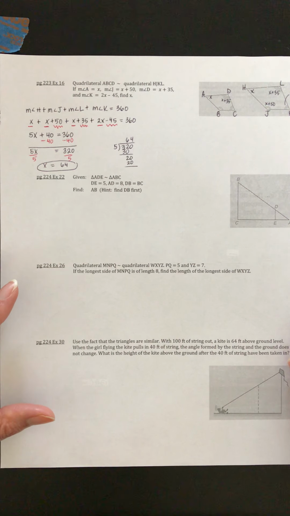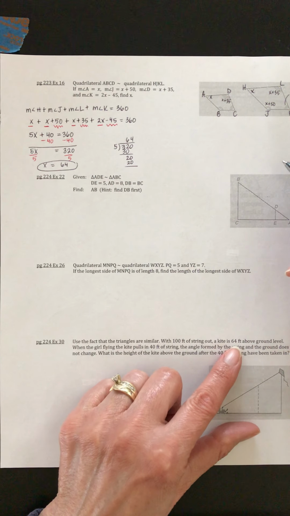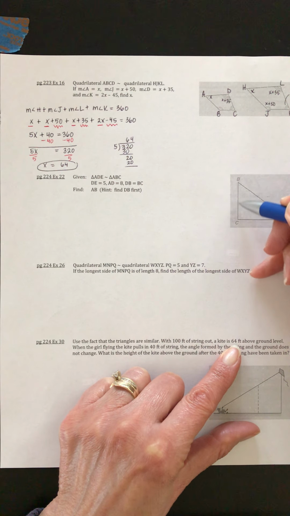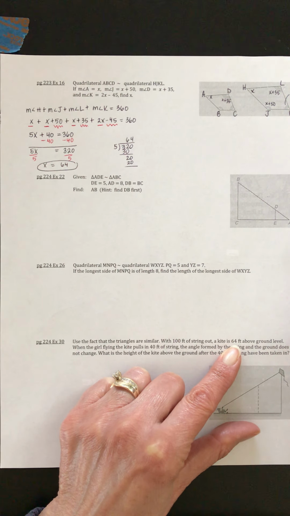Okay, on to the second problem here. These triangles are similar. We have ADE similar to ABC. So the little triangle and the big triangle. We're also told that DE equals 5, so let's label that. AD equals 8. This is just this part here is 8.